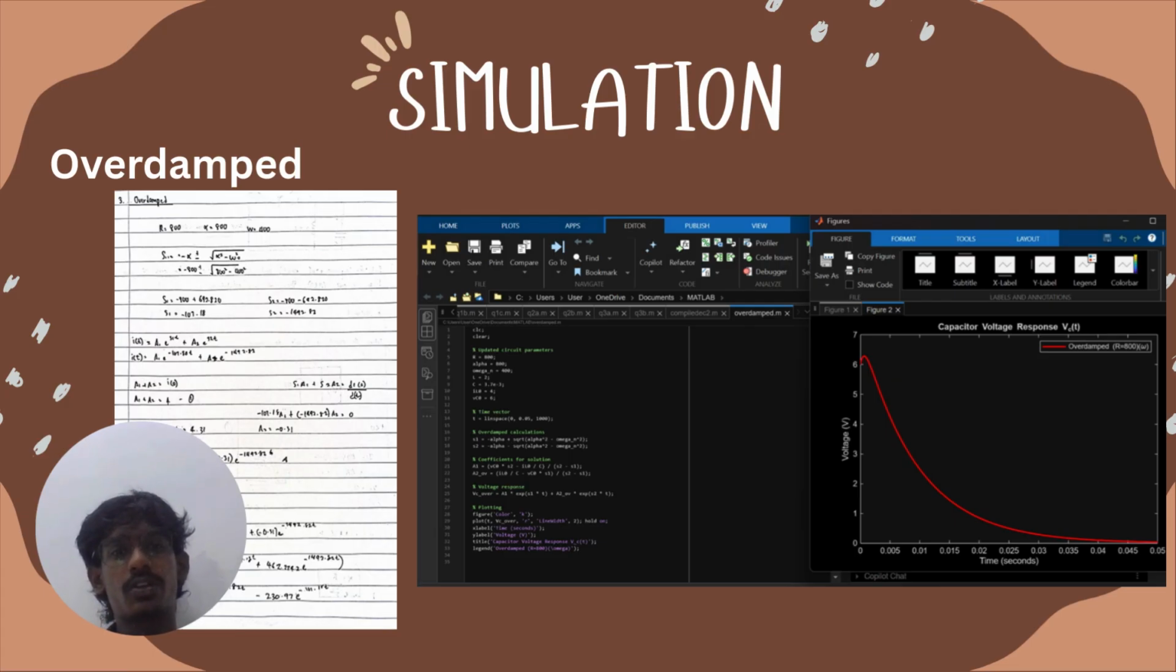After that, we are continuing with the simulation. If you look at the simulation, we take the calculation as a base model for our coding. Firstly, you can see the circuit parameters, and the time vector and the formula of overdamped, and the solution and voltage response, and finally we are plotting the graph based on our calculation.